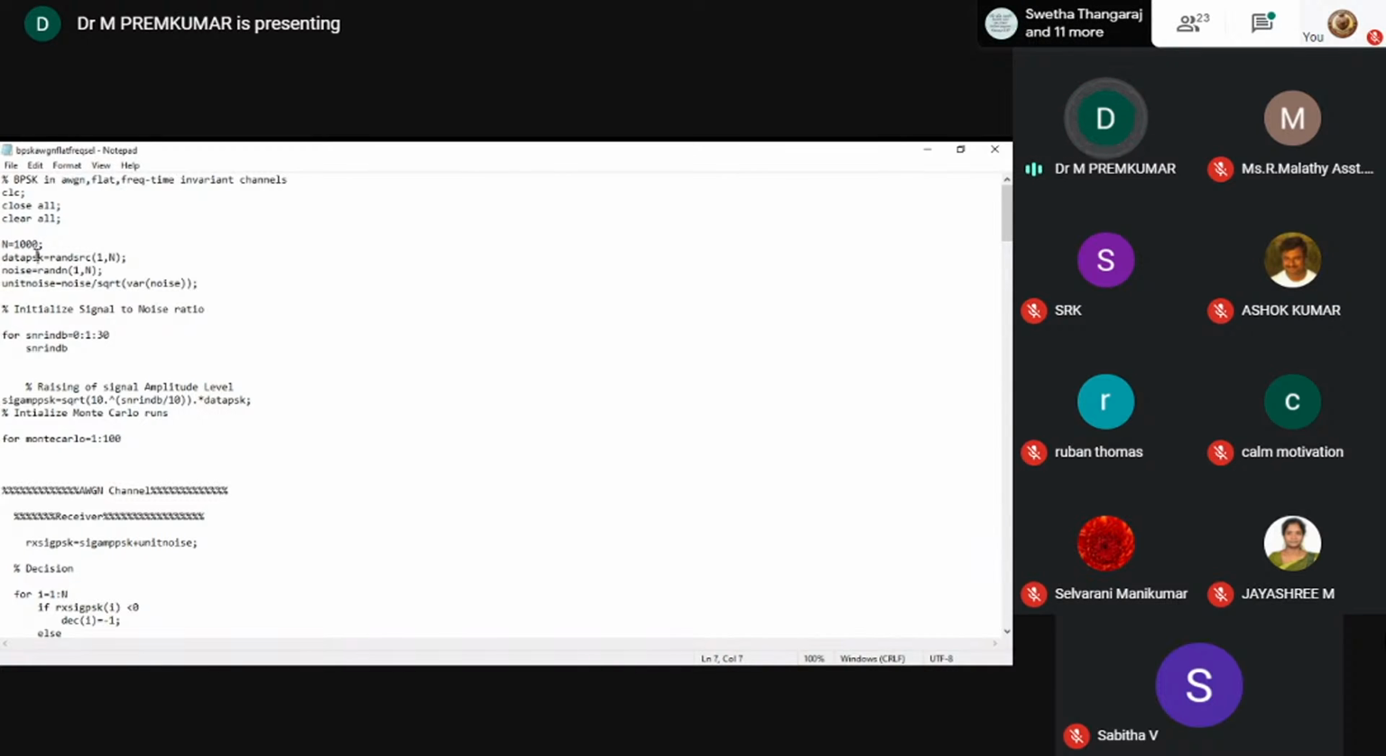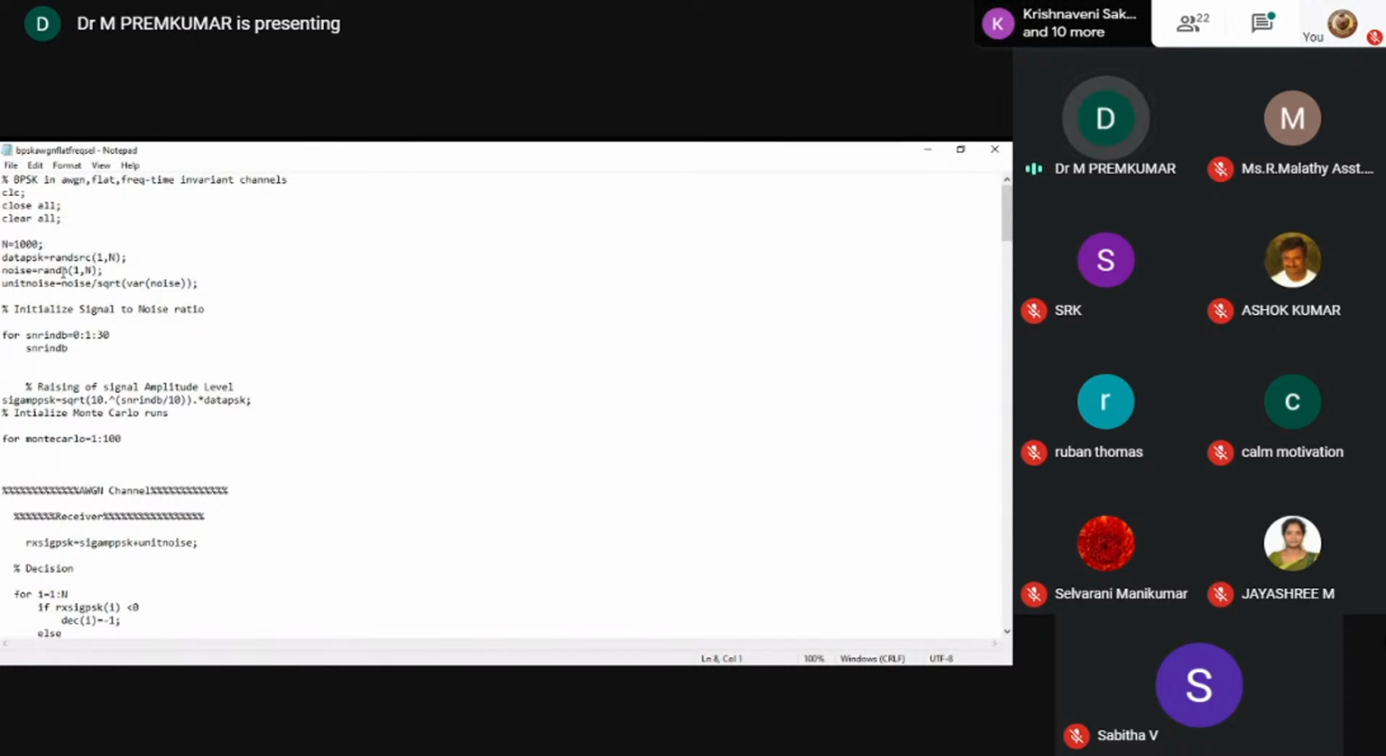So I define a variable dataPSK equal to randsrc of 1 comma N. This program can be executed in MATLAB, so you can run it in MATLAB. Of course, I'll explain the program; if you are aware of MATLAB, you can just execute and see. So I define the variable dataPSK equal to randsrc of 1 comma N. This will generate a one-dimensional row vector of 1000 bits.